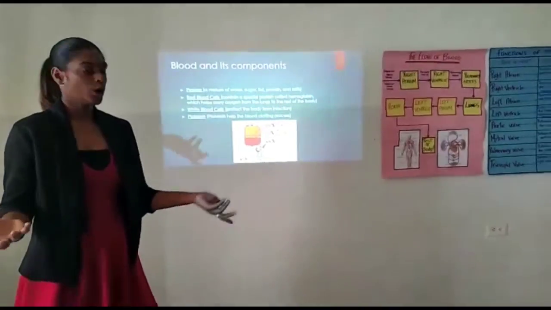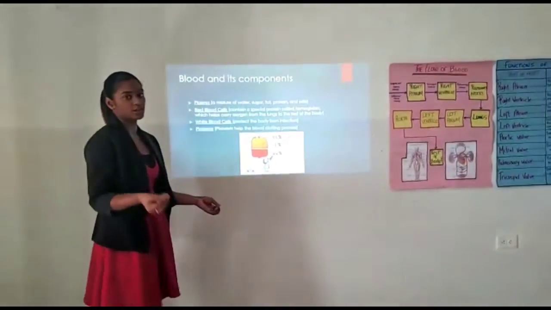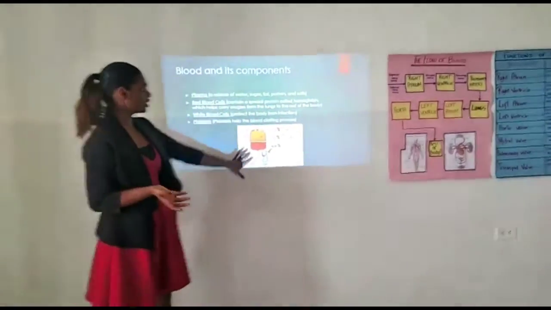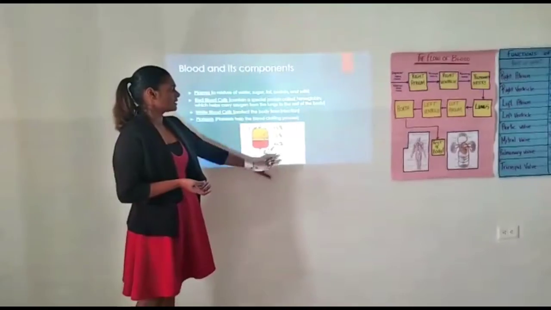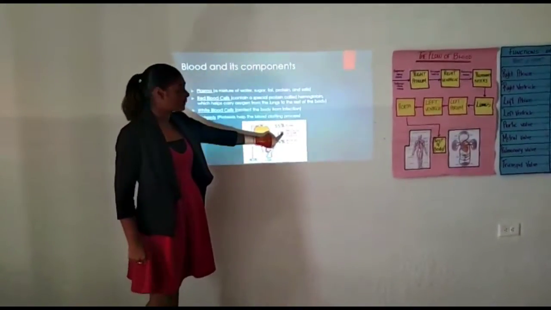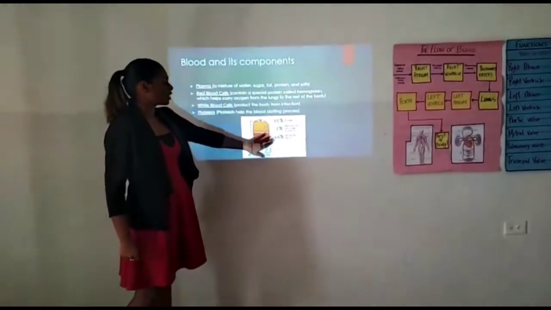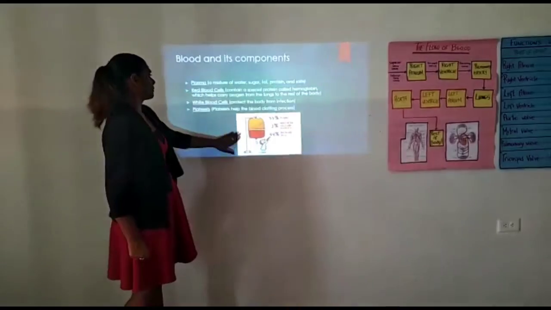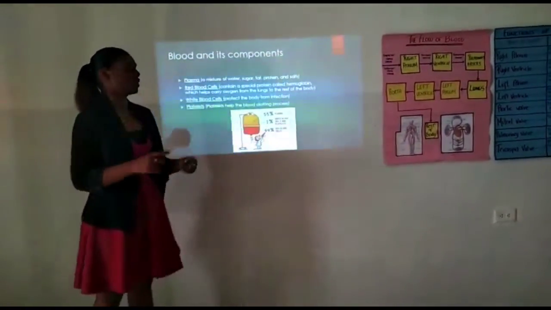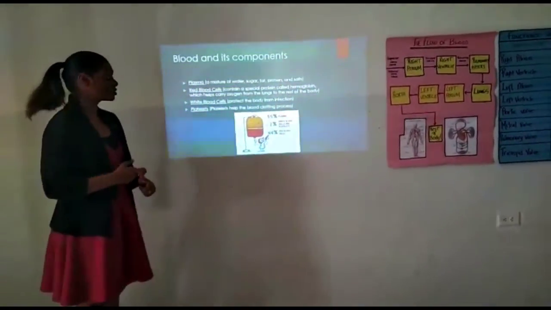Blood. Now, this is one of the main components of the circulatory system. Blood contains what? There's this cute little diagram here. Blood contains plasma, it contains white blood cells and platelets, it contains red blood cells, but they all go at different variations. Why is plasma important? What is plasma? Plasma is a mixture of water, sugar, fat, protein, and salts.